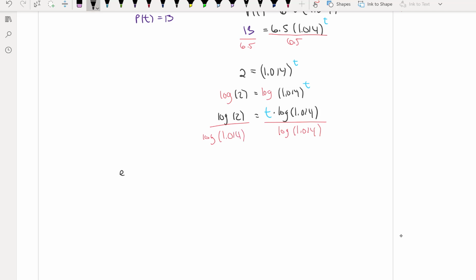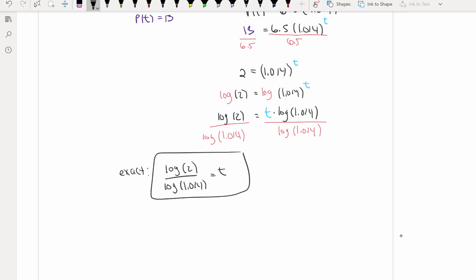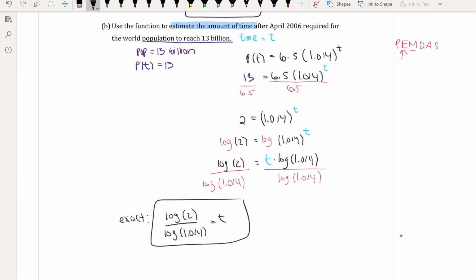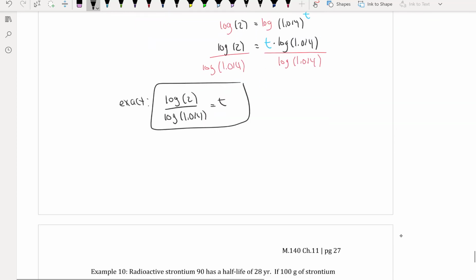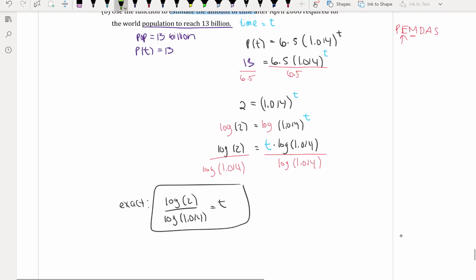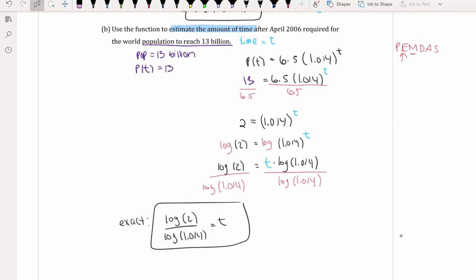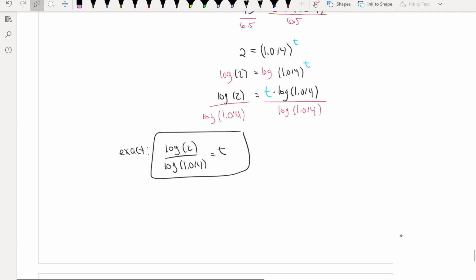So now my exact answer is going to be that log of 2 over log of 1.014 is equal to t. Okay? And so that's going to be my exact answer. And it does say to estimate, right? It says use the function to estimate the function of time.